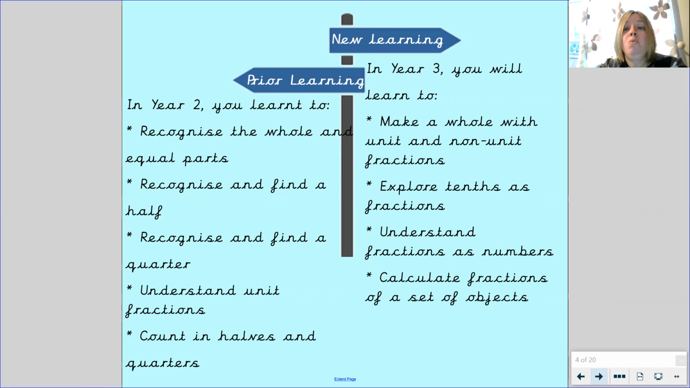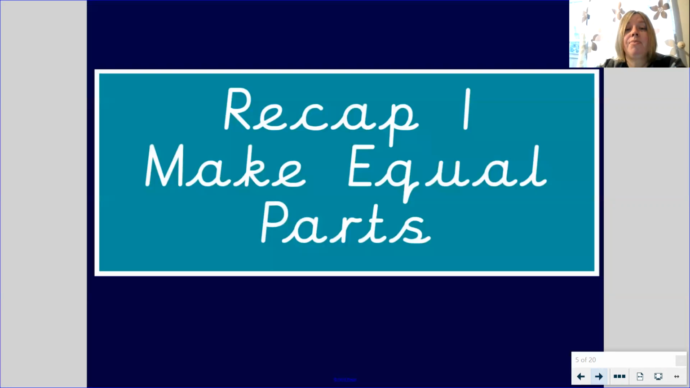In Year 3, you will learn to make a whole with unit and non-unit fractions. You will explore tenths as fractions. You will understand fractions as numbers, and you will also calculate fractions of a set of objects. We're going to begin by recapping on our learning from Year 2.